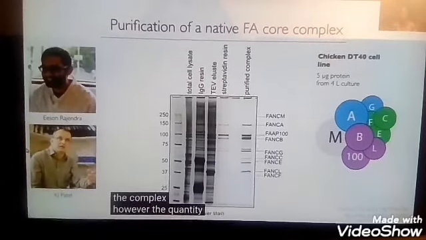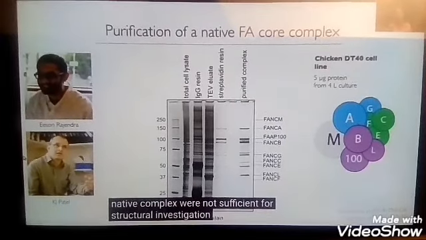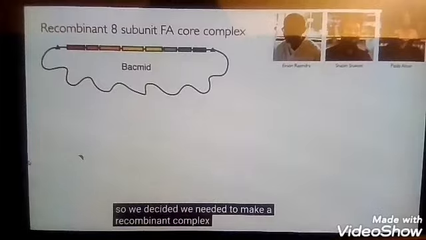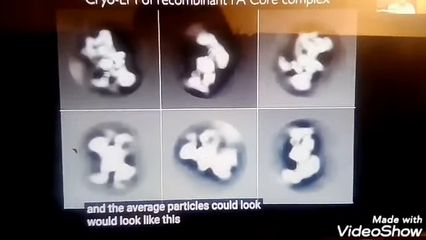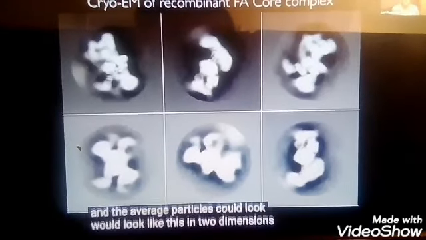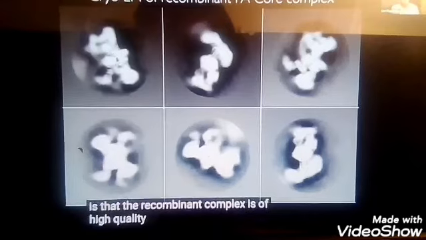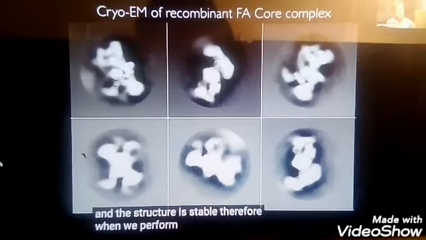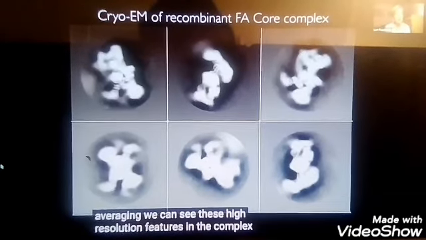However, the quantity and purity of this native complex were not sufficient for structural investigation. So we decided we needed to make a recombinant complex. And again, this work was started by Eason and would look like this in 2 dimensions. Now what we see is that the recombinant complex is of high quality and the structure is stable. Therefore, when we perform averaging, we can see these high resolution features in the complex.